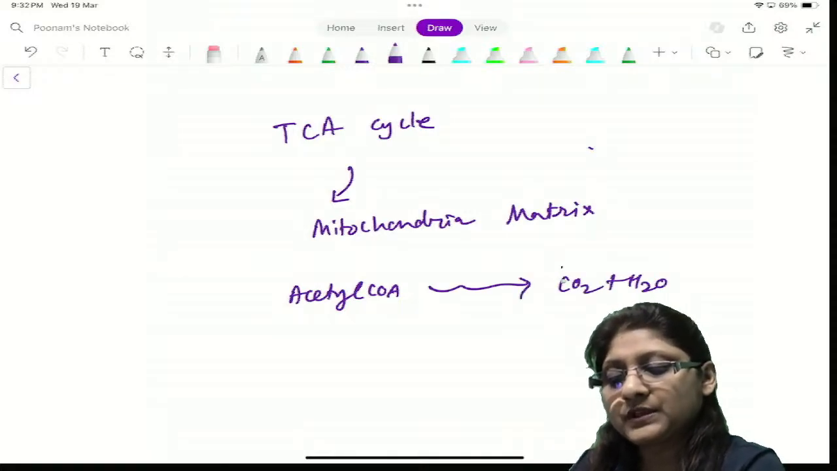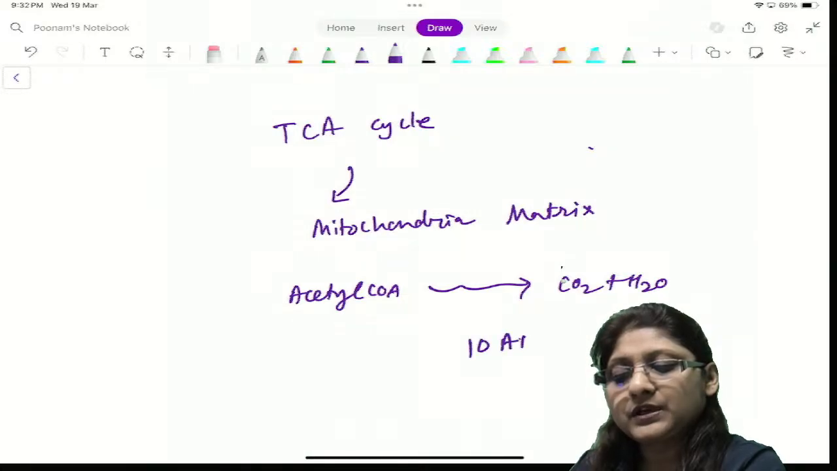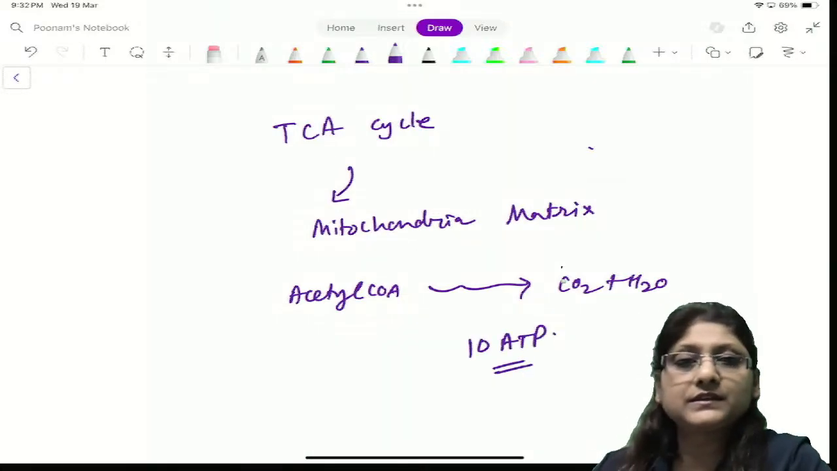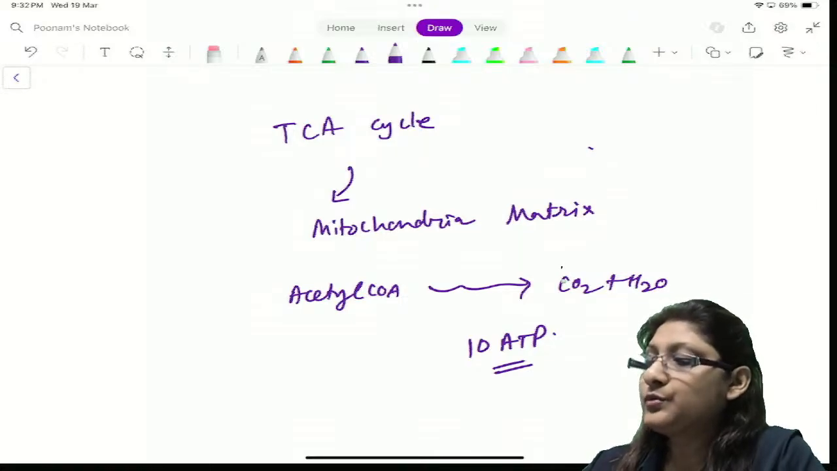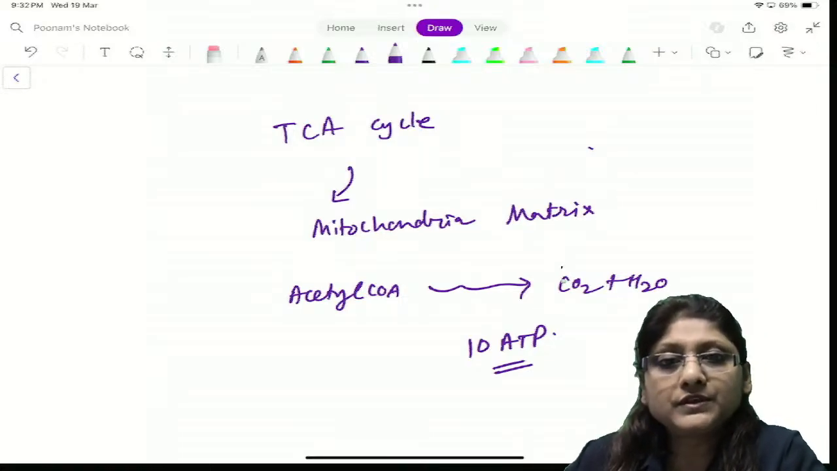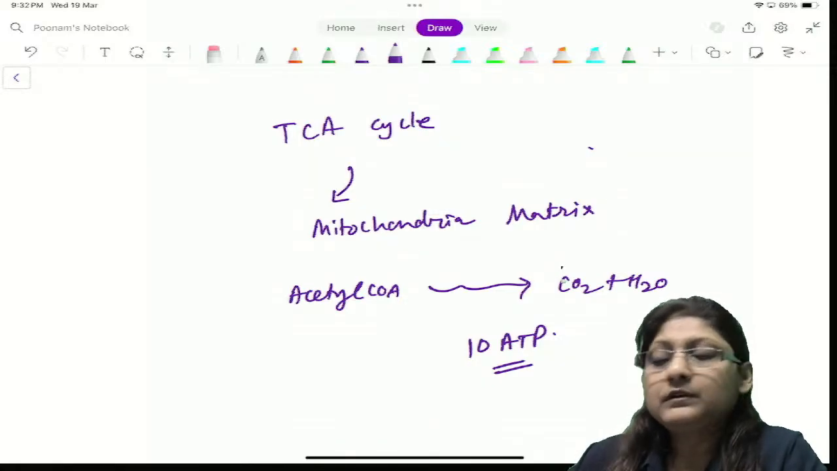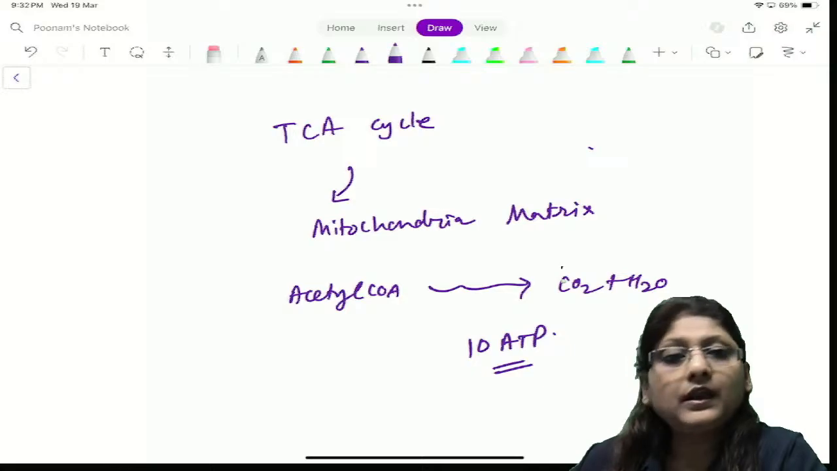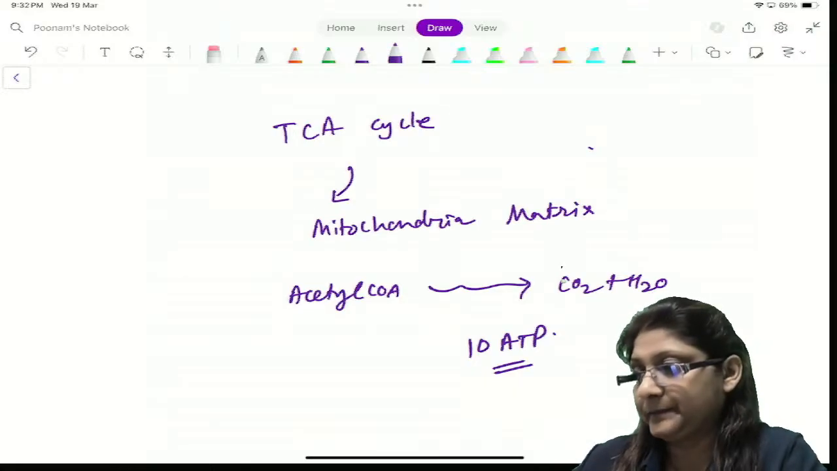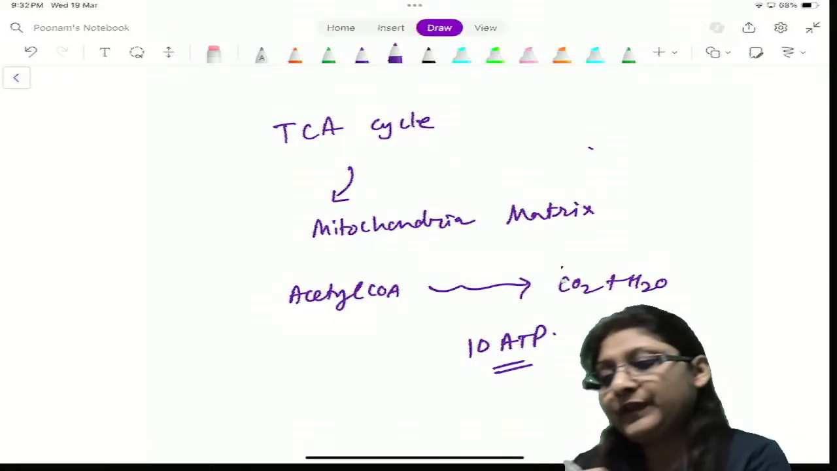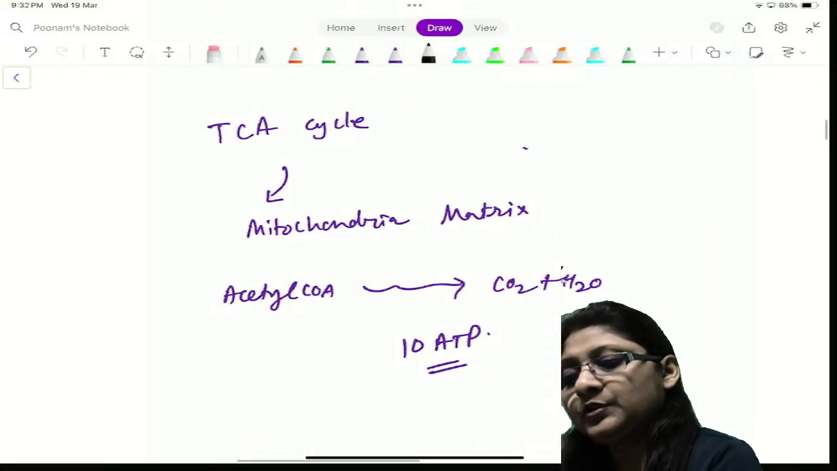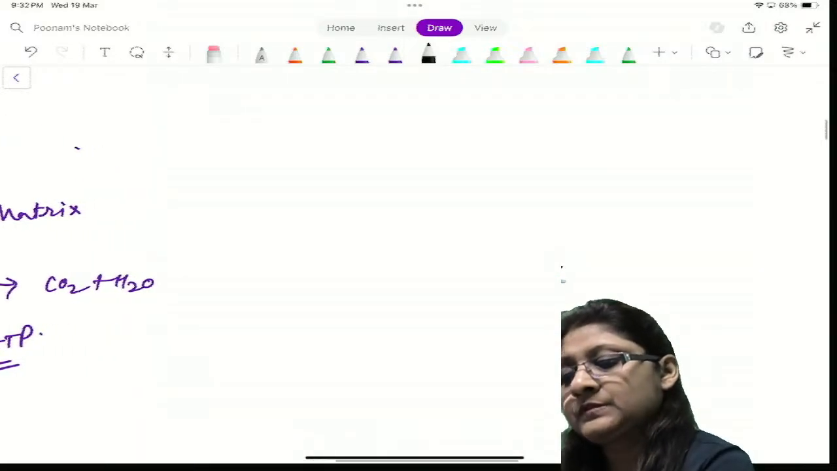During this process, 10 ATP are generated from 1 acetyl-CoA. So you need to understand how the reactions of the TCA cycle take place, and in which steps the ATP is generated and in what form exactly, right? When we talk about the TCA cycle, you will see there are multiple reactions. First of all, the acetyl-CoA is condensed with oxaloacetate.